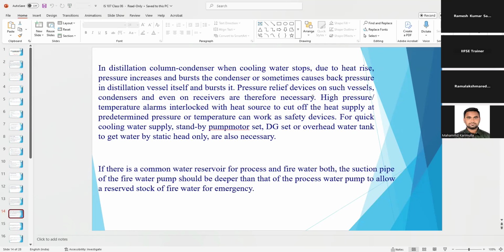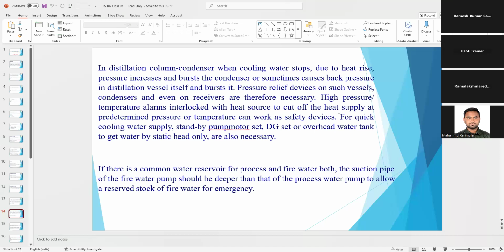So in case such an instance happens, maybe we have not given enough focus to the condenser, the pressurization, or the water intake of the condenser, then we should expect the result of an accident. So there we have to keep pressure relief valves in case of any such over-pressurization, so that it is able to relieve. High pressure and temperature alarms interlocked with the heat source to cut off the heat supply at the predetermined pressure or temperature can work as safety devices for quick cooling.